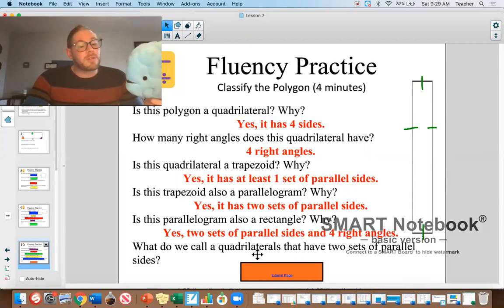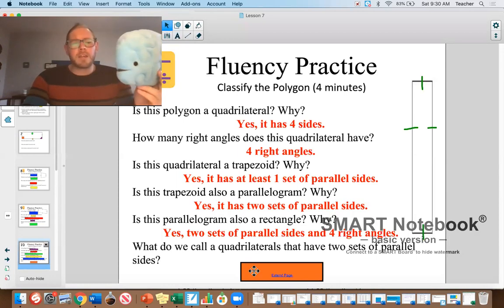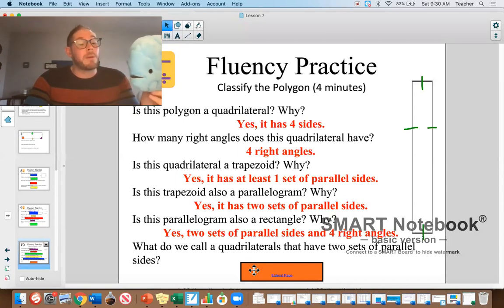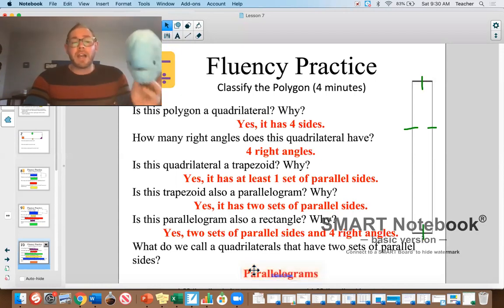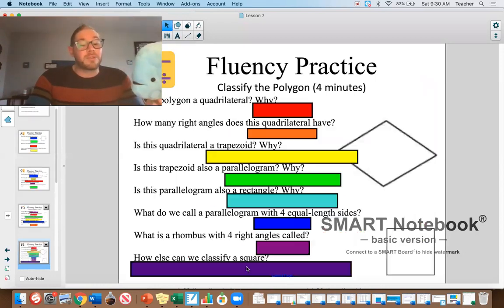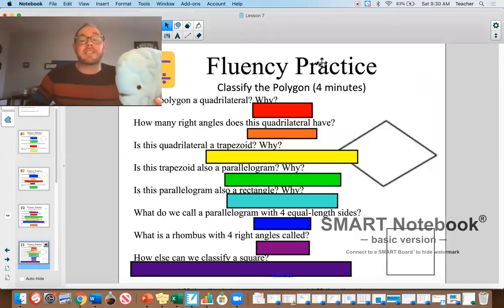Brain, one more question for this slide. What do we call a quadrilateral that has two sets of parallel sides? Mr. Dim, I think you've asked this question before. I might have, brain. Let's see how many of our superstar scholars at home can remember the answer. Parallelograms! Good work. Well done, grade 3s. Well done, brain.